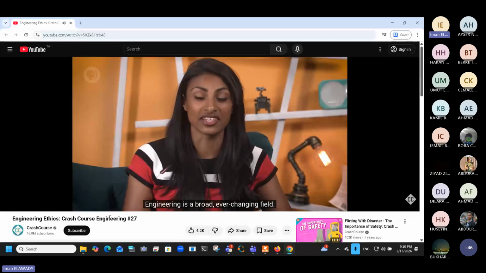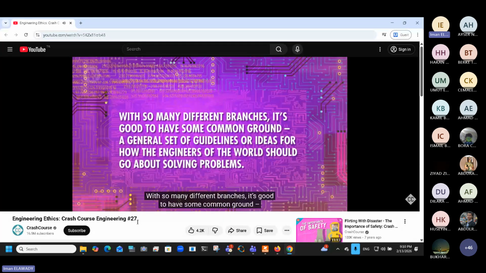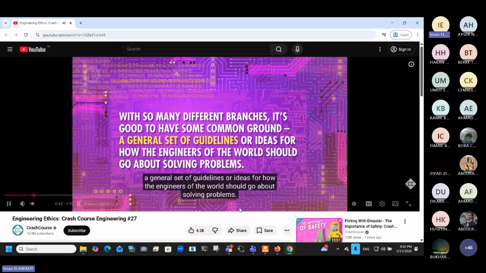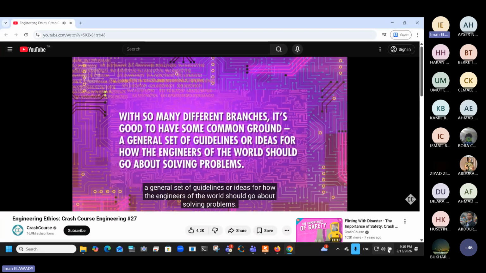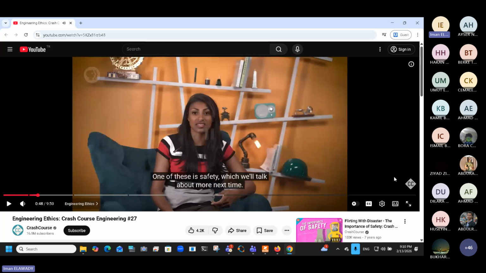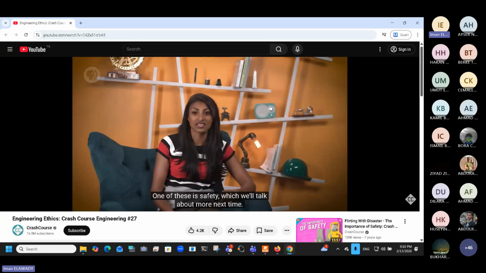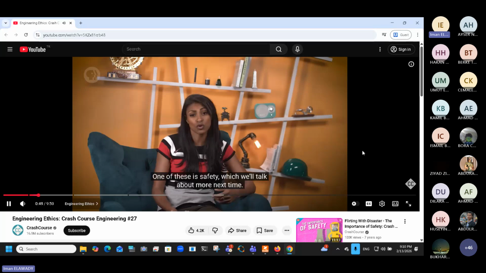Engineering is a broad, ever-changing field. With so many different branches, it's good to have some common ground, a general set of guidelines or ideas for how the engineers of the world should go about solving problems. Generally, engineering is about solving problems. In solving problems, there is safety, which we'll talk about more next time.